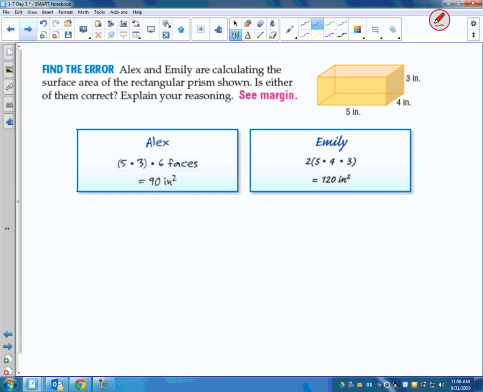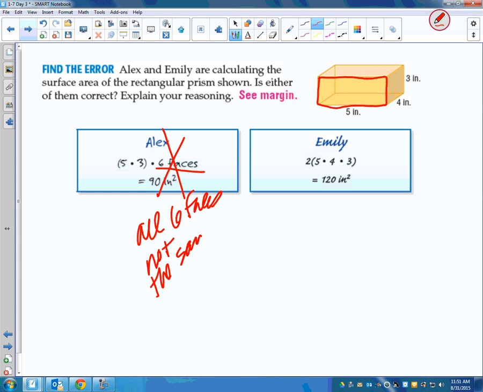So 5 times 3 would be this face, right? And then she multiplied by 6 sides. So she basically said that all 6 sides were going to be 5 by 3, and that's not true, right? All 6 faces are not the same.